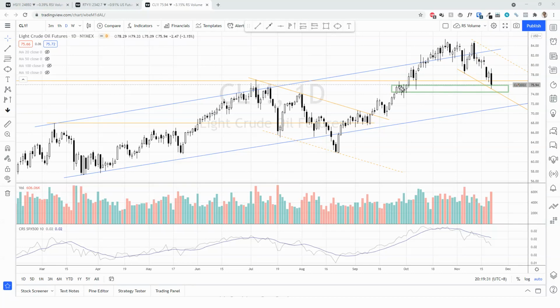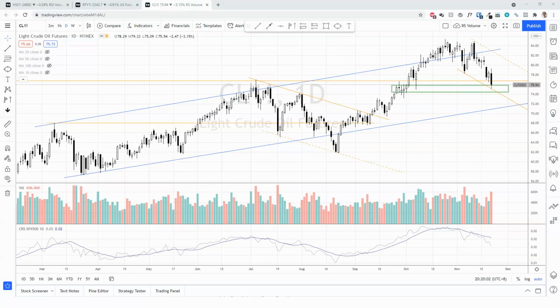This first support area is a very important area that we need to pay attention to. If the area fails to support, then it will keep traveling down until we hit somewhere around 70 to 72. So we need to see how it actually reacts within the level here. That will be supported by the demand line right there. So this is a demand line. Okay, so that's crude oil.